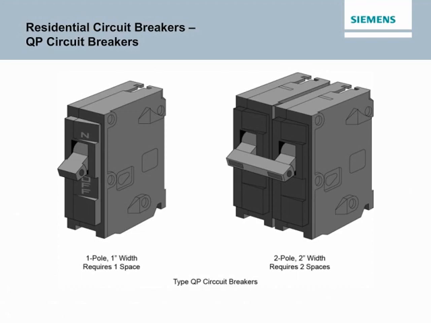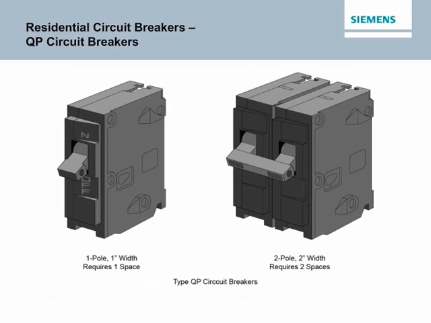Single-pole QP breakers are rated for 120 volt and have continuous current ratings from 10 to 70 amps. 2-pole QP breakers are available with a 120/240 volt rating or a 240 volt rating. 2-pole 120/240 VAC QP breakers have continuous current ratings from 10 to 125 amps, and 2-pole 240 volt QP breakers have continuous current ratings from 15 to 100 amps. 3-pole QP breakers are rated for 240 volt and have continuous current ratings from 10 to 100 amps.